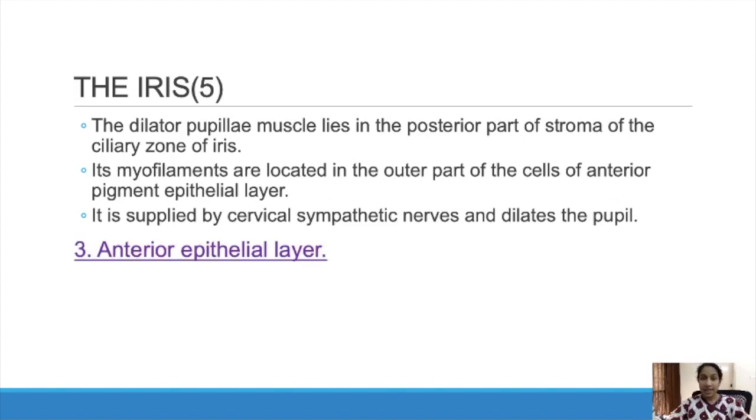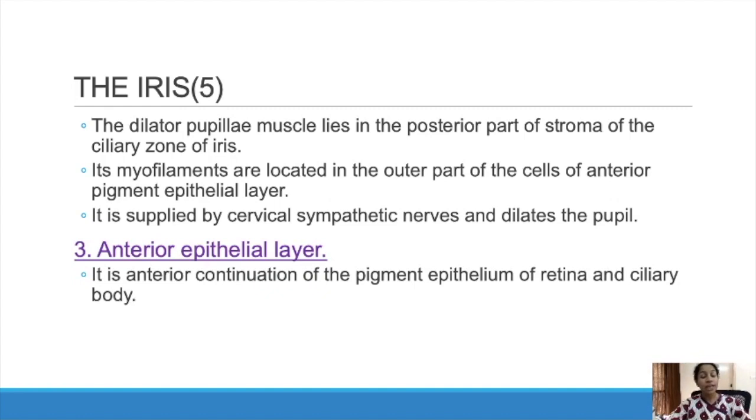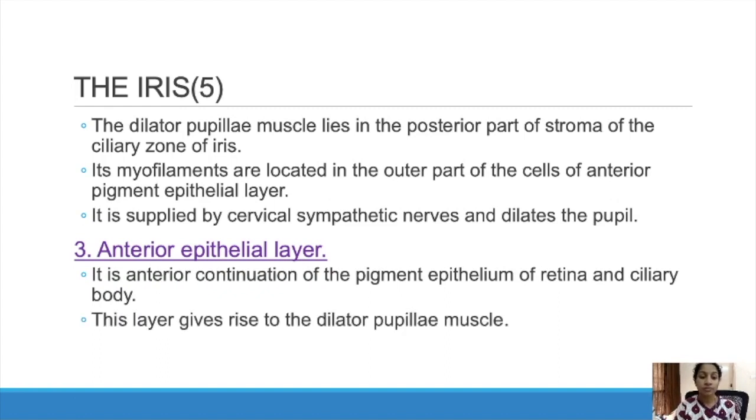Next layer is the anterior epithelial layer. It is the anterior continuation of the pigment epithelium layer. You all know the 10 layers of retina, right? In that, the pigment epithelium layer continues as the anterior epithelial layer of the iris and the ciliary body. So this layer gives rise to the dilator pupillae muscle we mentioned before, right? The myofilaments are there in the anterior epithelial layer. So that is the anterior epithelial layer. It is a continuation of the pigment epithelium of retina and ciliary body.